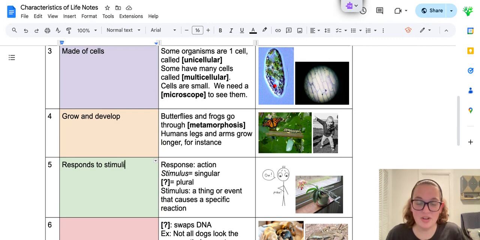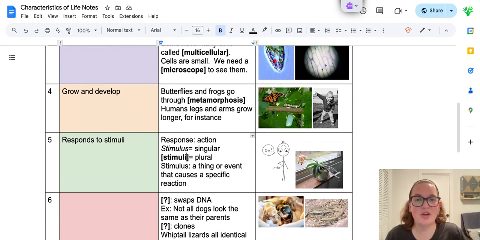So it doesn't have to always be a physical poking. You can also see that this plant here is responding to the stimulus of sunlight by growing to the light. And so we have response means action, stimulus is the singular form, and stimuli is the plural form. Those of you who take Latin, you might recognize that. Stimulus is a thing or event that causes a specific reaction. So it's kind of like cause and effect, but it responds to the stimuli.